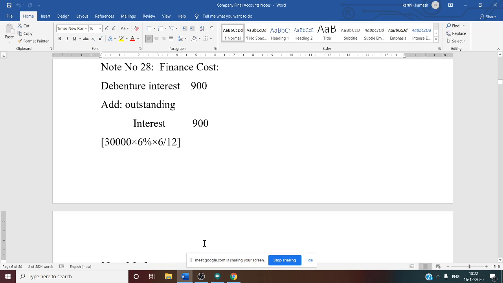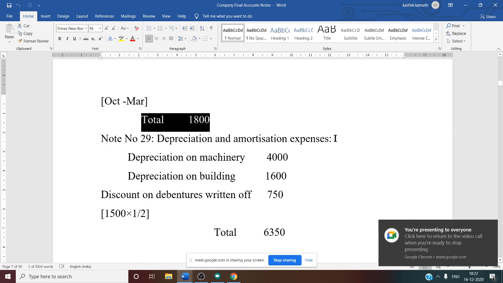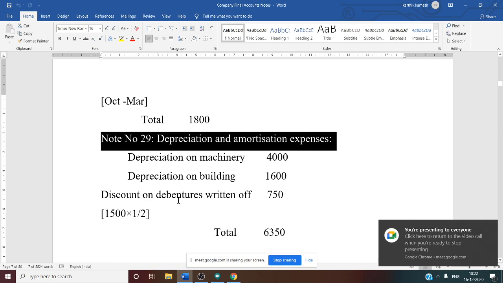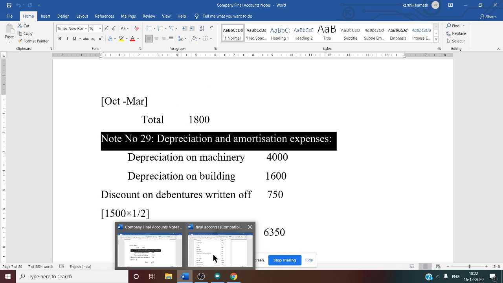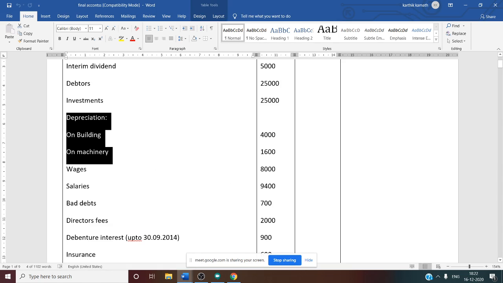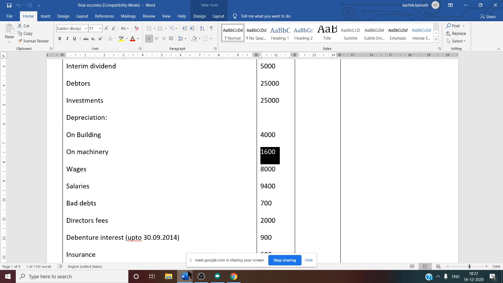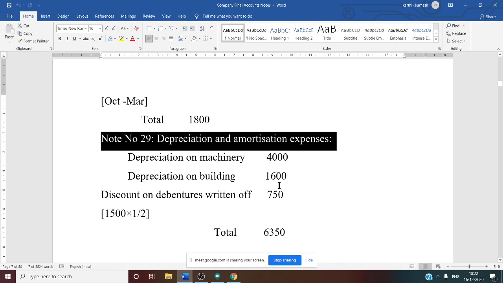Next, if you see working note number 29, depreciation and amortization expenses. Here, for depreciation and amortization expenses, we have to see the question. There in the trial balance itself, depreciation is given. See this depreciation on building, depreciation on machinery. It is given in the trial balance, so the same amount you have to write. Building 4,000 and machinery 1,600. So you have to write here the depreciation working note.